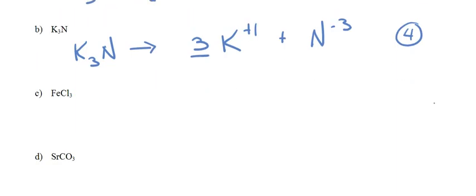That's not this topic. All right, letter C, we have iron(III) chloride. And the charge on the iron is +3 in this case. It can be either 2 or 3. Don't need to know that.